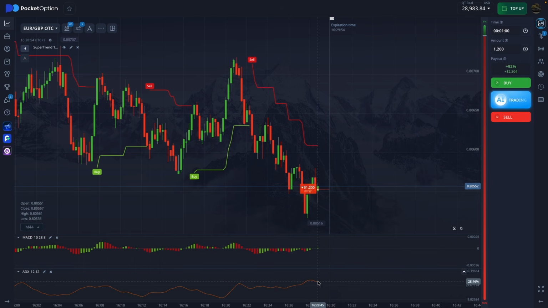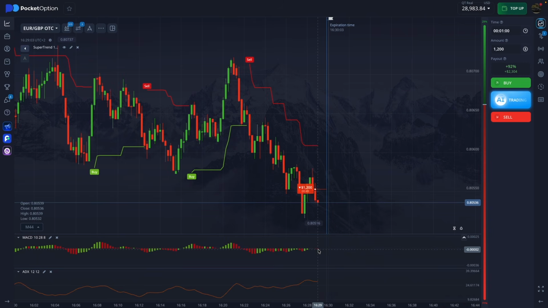According to the ADX indicator, it is currently on a plateau. The MACD indicator bars are just a little below 0. If my eyes are not deceiving me, yes, they are slightly below 0. And yet, there is still an active sell signal.